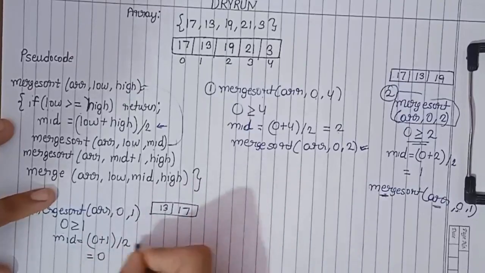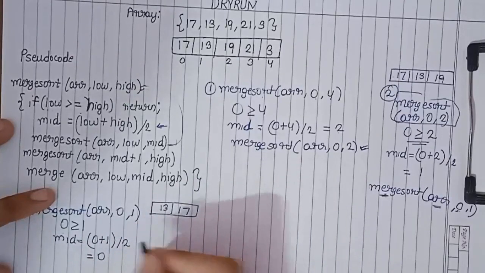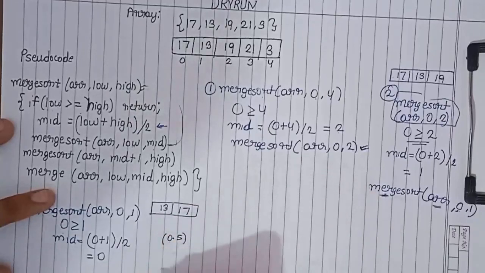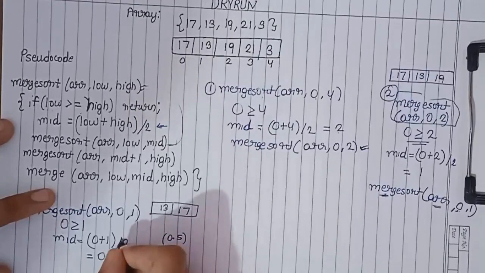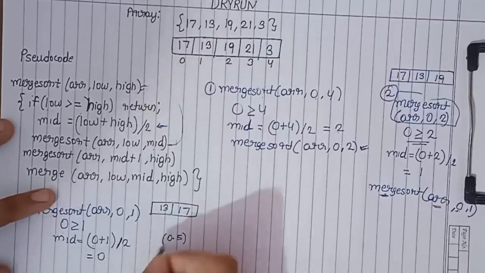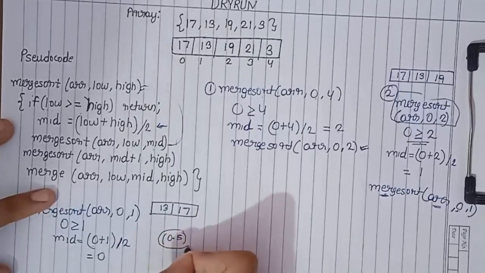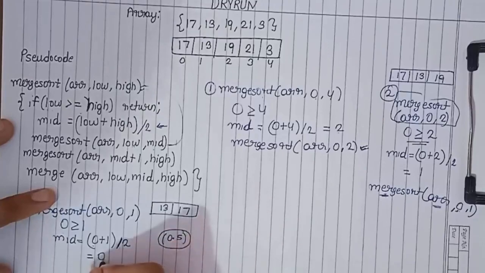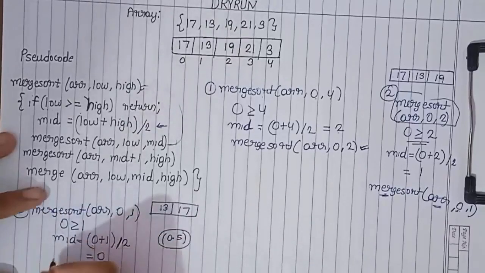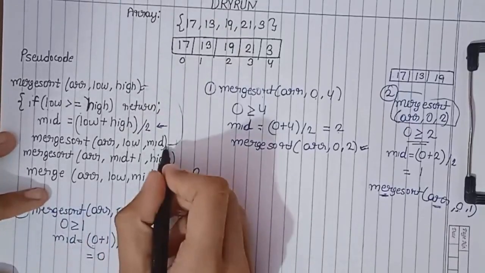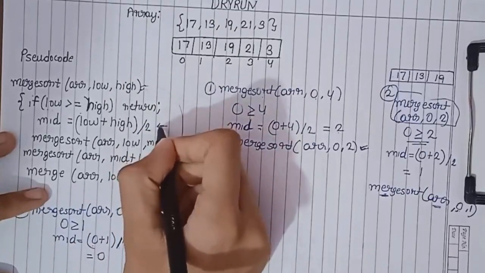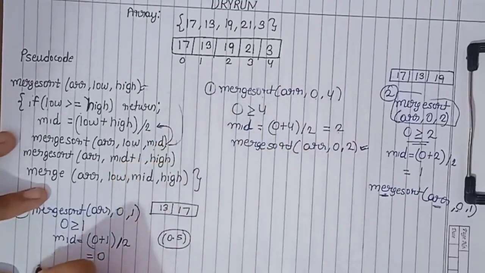So you may be thinking that 0 plus 1 upon 2 arithmetically is equal to 0.5. So here I must specify that this operator gives you the integer value, that is the greatest integer function of this. And greatest integer function of 0.5 is 0. So now again the control from this line will come to this line again.